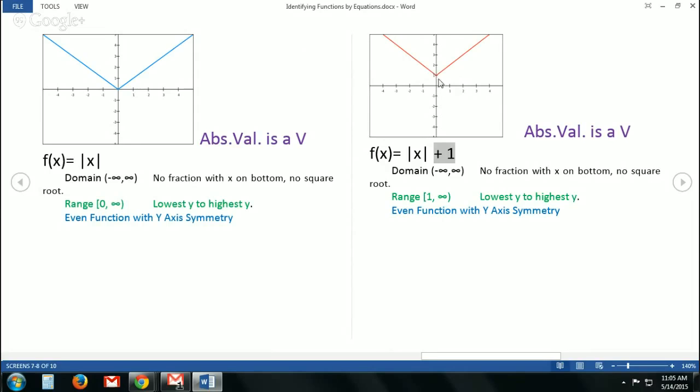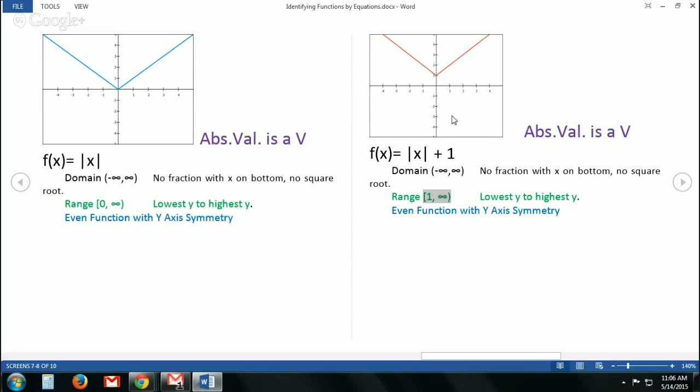For instance, the one here, the +1 that's been put on the back moved the picture up by 1 place. This is called a translation. When we move the picture up by 1 place, that just changed what our range was going to be. The domain, there's still no fraction, there's still no square root, so the domain is still from -infinity to +infinity. But the range this time, the lowest y is at 1 this time, so our range begins at 1. It goes forever up. Both sides are pointed toward +infinity.